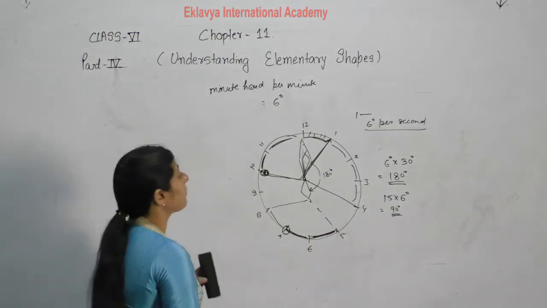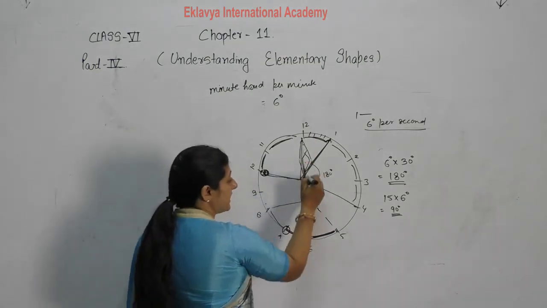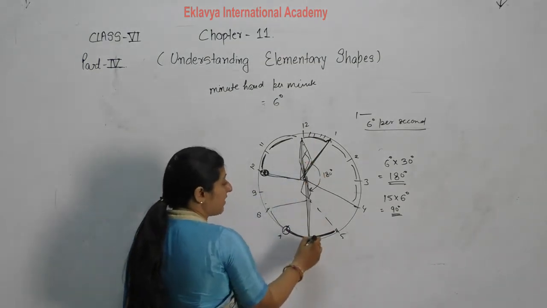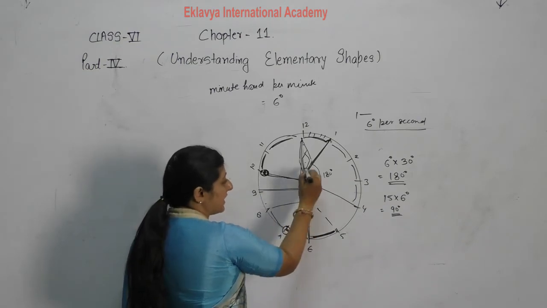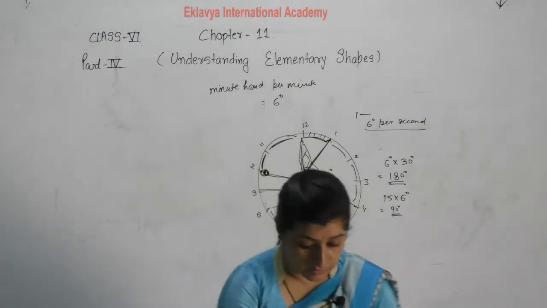270 degree from 12 o'clock. 12 o'clock in clockwise direction 270 degree. Then you can see this one is 180, 90. It means 270 degree. That is 9 o'clock.